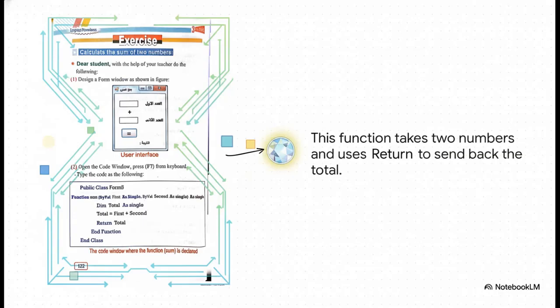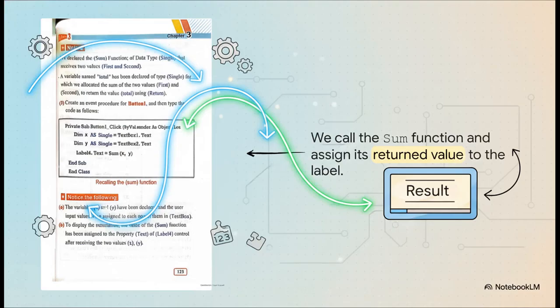So let's look at the actual code for this sum function. See how it takes two numbers as parameters, first and second, just like our last example. But here's the magic part, that word, return. The line return total is the special instruction that sends the calculated answer back to whatever part of the program was asking for it. And here is how we use that value that gets returned.